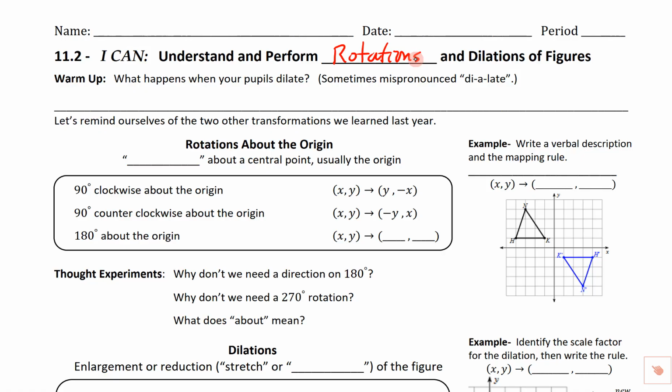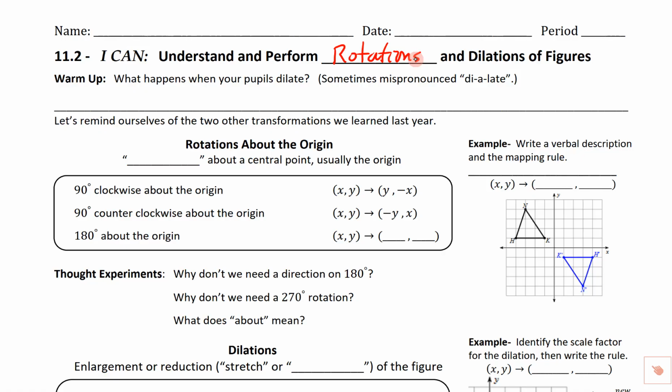Now the warm-up question has nothing to do with math, but it is kind of an interesting topic. What happens when your pupils dilate? Now let me just mention this. A lot of times people pronounce the word dilate with an extra syllable. They say their eyes got dilated. That's not correct. It's just two syllables, dilate. So just kind of keep that in mind. It's not a big deal, but just something that people often mispronounce.